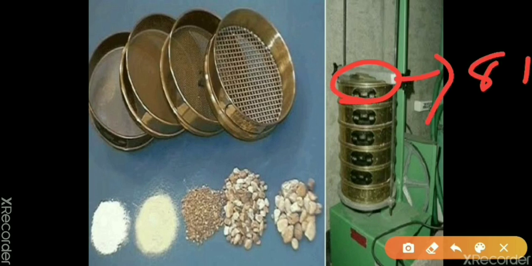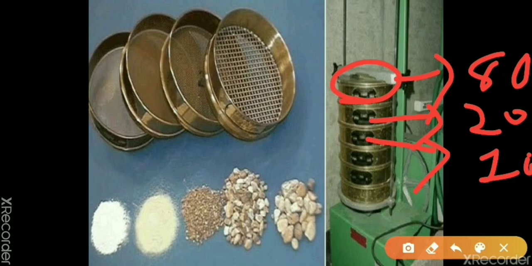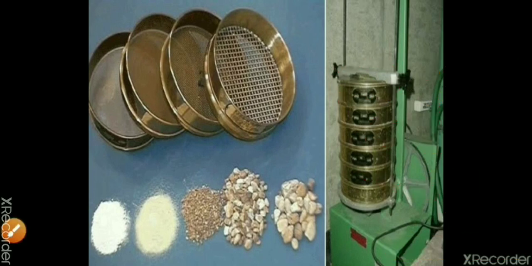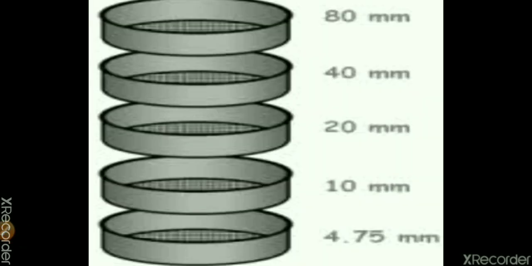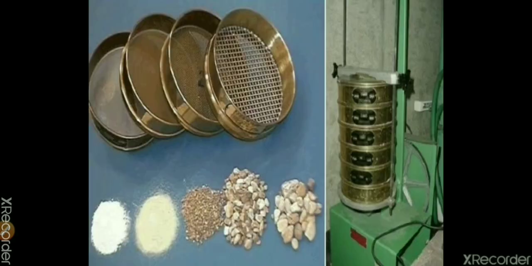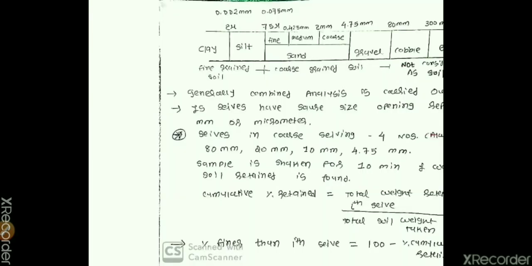Suppose this is 80 mm, then there is 20 mm, then 10 mm, then 4.75 mm further on. So according to that, here is the figure: 80 mm, 40 mm, 20 mm, 10 mm, and 4.75 mm. So according to this, various sieves are placed one above another according to their square opening size.